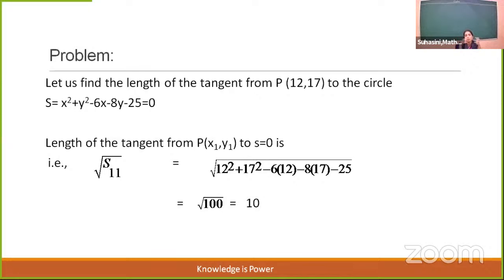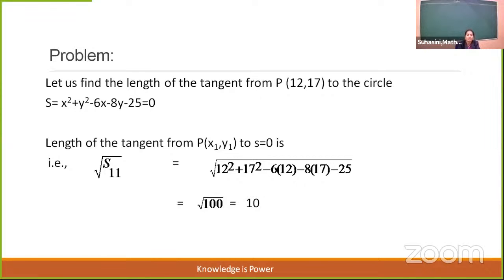Children, if I insert so many lines in the question, it will be difficult for your eyes. Your eyes may strain to capture those important steps. This is the reason why I didn't mention some of the points in the PPT. But orally, when I'm explaining, I'm giving you data. So kindly concentrate. When a question is given, when we present in the exam or even in your notebook, first write the given data: given point P(12, 17), which is equal to (x1, y1). And given circle S = x square plus y square minus 6x minus 8y minus 25 = 0. This is the given data.